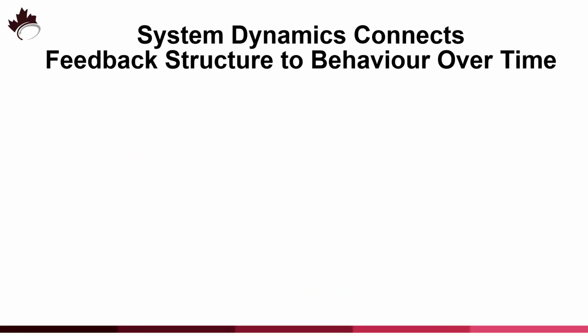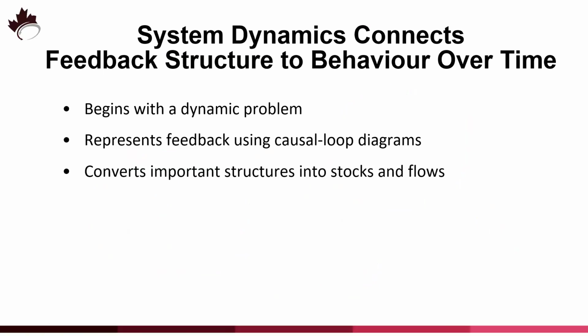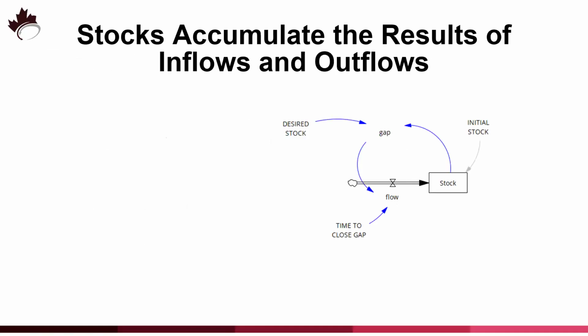Now, system dynamics connects the feedback structure to behavior over time. It begins with a dynamic problem, a policy issue, and it represents feedback using causal loop diagrams. It converts the important structures in the causal loop diagrams into stocks and flows, and it simulates how the system changes over time. Then we can test policies to change the system and test those changes before they're implemented.